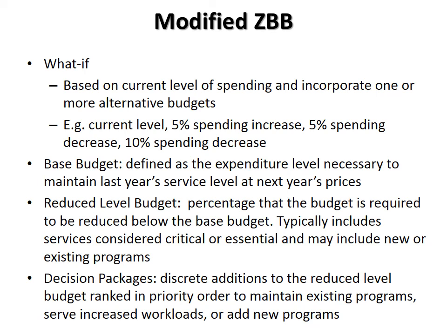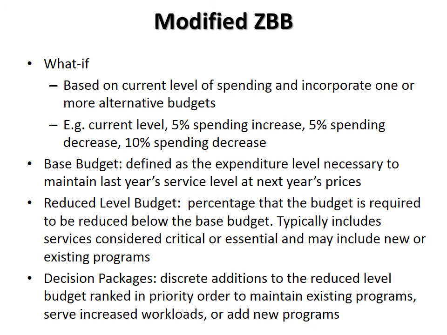There are three key elements to modified ZBB. The first is the base budget, which is basically defined as the expenditure level necessary to maintain last year's service level at next year's prices. But then the reduced level budgets are the percentages, 5% increase, 5% decrease, 10% decrease, that the budget is required to be reduced below or above that base budget.